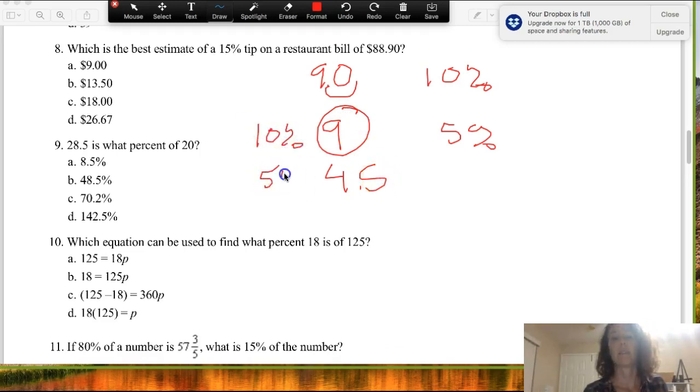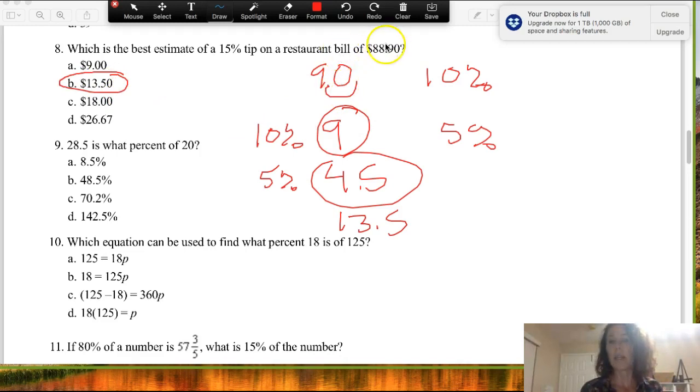5% is $4.50. Add those together, you're going to get 9, 10, 11, 12, 13.5. So $13.50 would be about a 15% tip, on average.